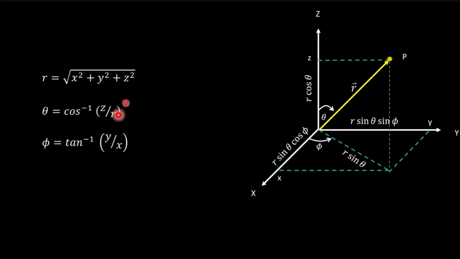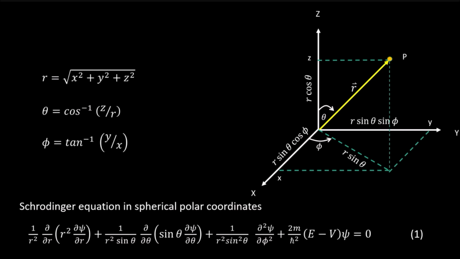With all these expressions connecting the spherical polar coordinates and the Cartesian coordinates, we can write the Schrödinger equation in spherical polar coordinates like this one. Those who are interested to know how to get this expression can find the complete derivation in the textbook Quantum Mechanics by Ajoy Ghatak.